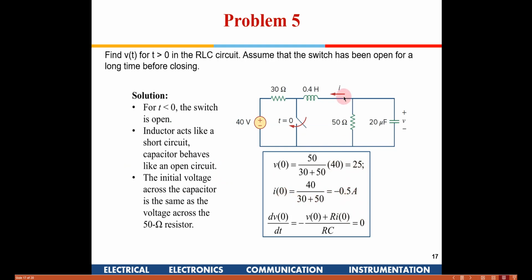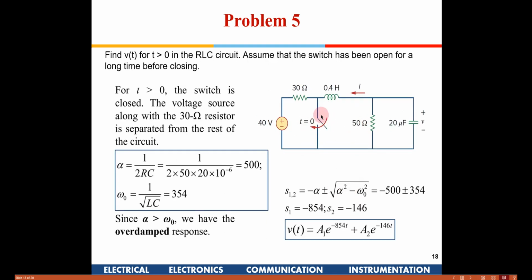And why we are writing it as minus 5 is because in the problem the direction of I is given like this. Once this switch is in the open position, the current will flow in the opposite direction, starting from the voltage source through the 30 ohm inductor and then 50 ohm. So that is why we are writing it as minus 5 here. Once the circuit is closed, you again have a parallel RLC circuit. So this is shorted, right? This 40 volt source and this 30 ohms will be replaced by a short circuit. So you have a parallel RLC circuit, right?